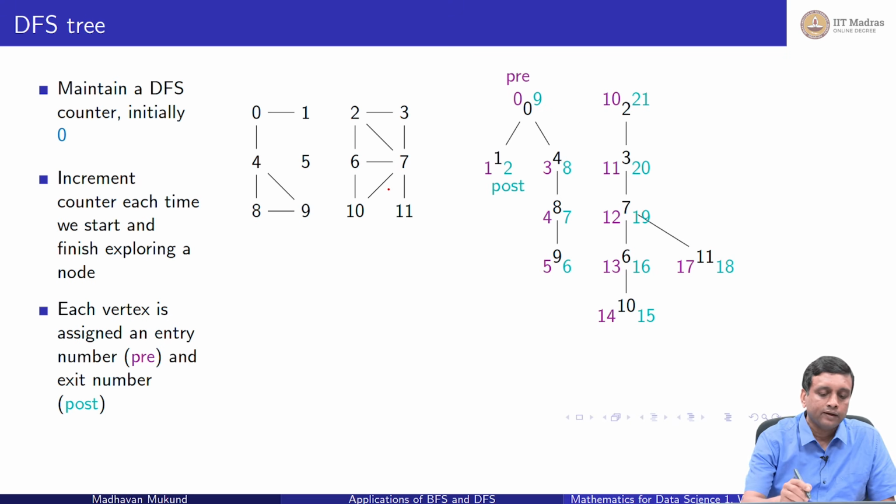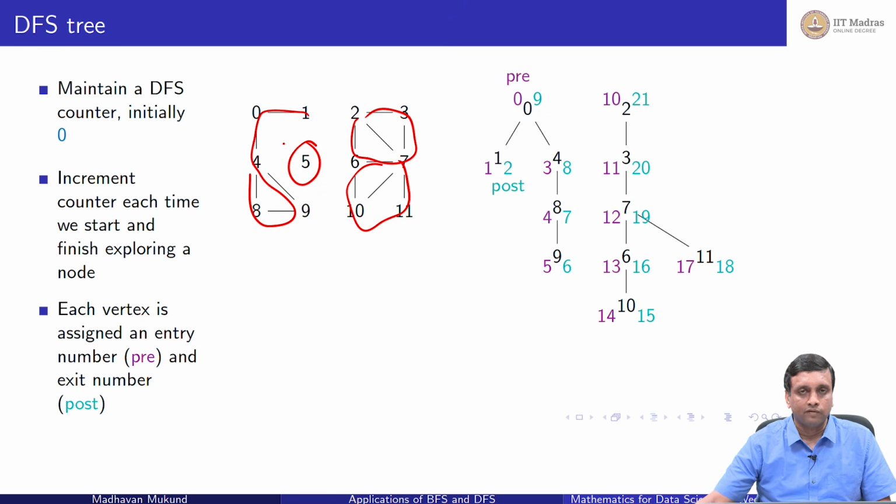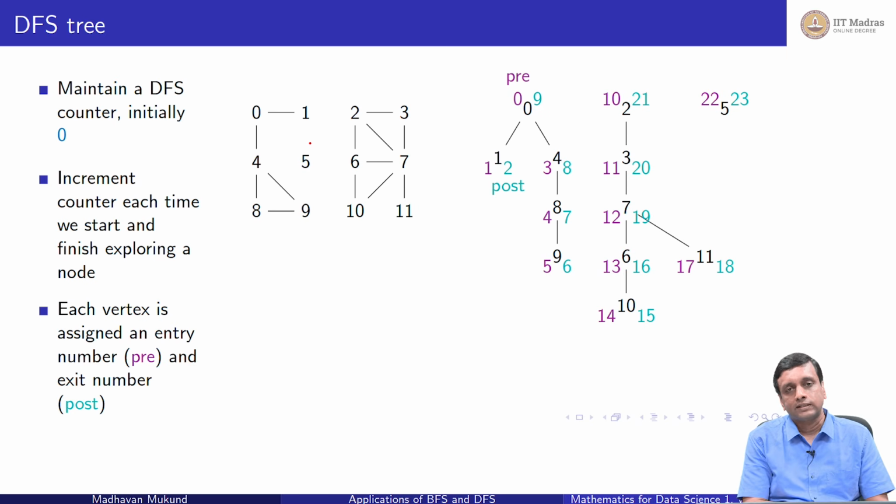So at this point, I have visited all these vertices and I have visited all these vertices. So this vertex 5 remains. So I have to start a third DFS as we did before. So I start with a new counter value 22 because I finished the last one with 21. And then I immediately exit because 5 has nothing to do, right? At this point, we are not using these numbers. We will see soon why we are going to use these numbers.